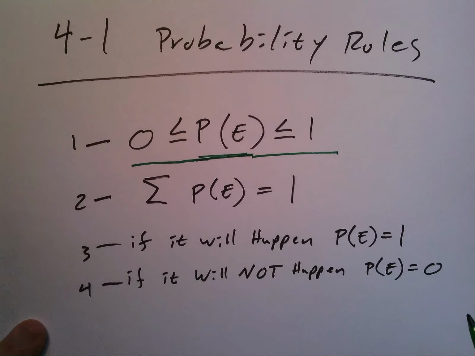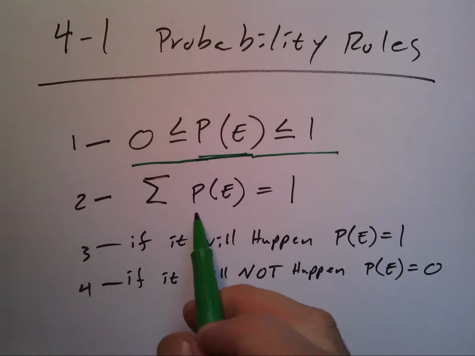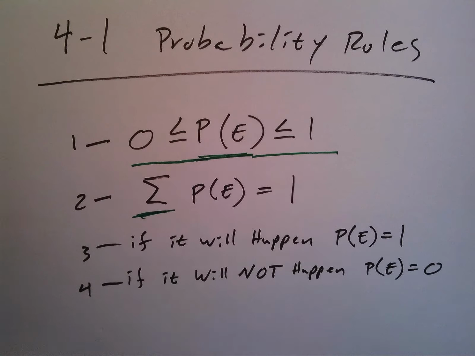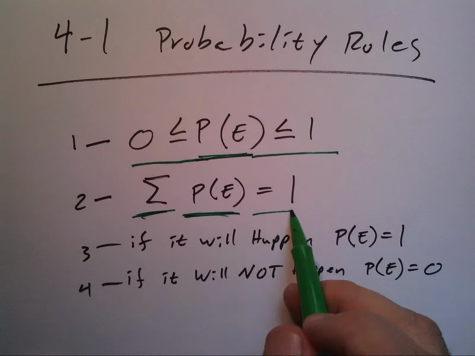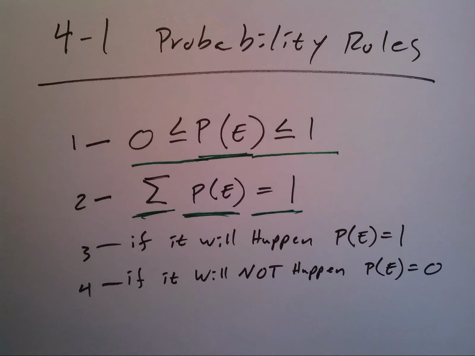Rule 2. If you look at the entirety of your probability event and you add up, that's what this symbol is, the capital sigma, the capital Greek letter sigma. If you sum all of the events, it has to equal 1. If it doesn't equal 1, you missed something.